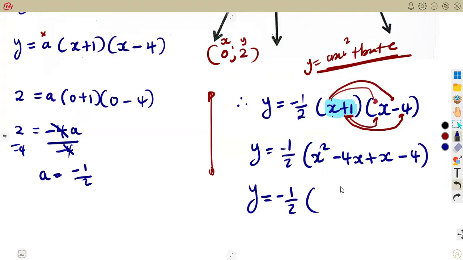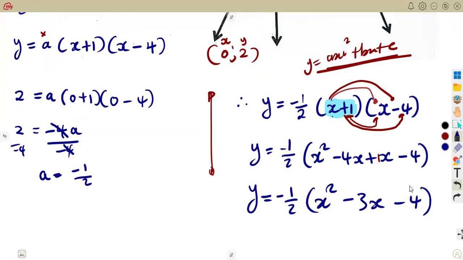So meaning to say y is equal to, we can collect the like terms before we expand the bracket by this -half. Let us just collect like terms inside the bracket. We've got x and x here. So that is -4x plus x, that's -3x. So we are going to have x squared minus 3x minus 4, like this.